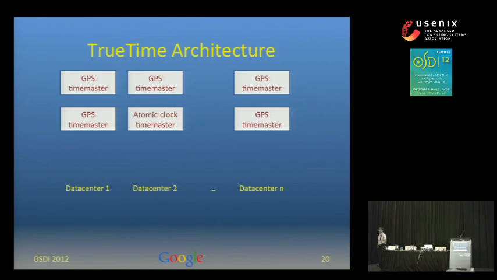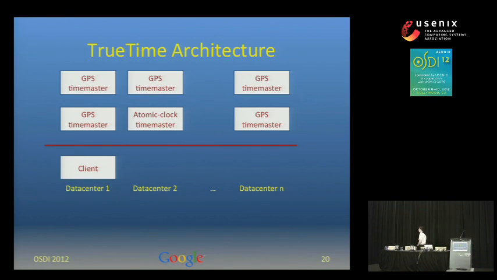What I'll describe now is the TrueTime implementation and how TrueTime actually gives this guarantee of bounded uncertainty. So this is the basic architecture of TrueTime. In every data center, we have a handful of what we'll call time masters. Most of them have GPS receivers attached. A few of them have atomic clocks on board directly.